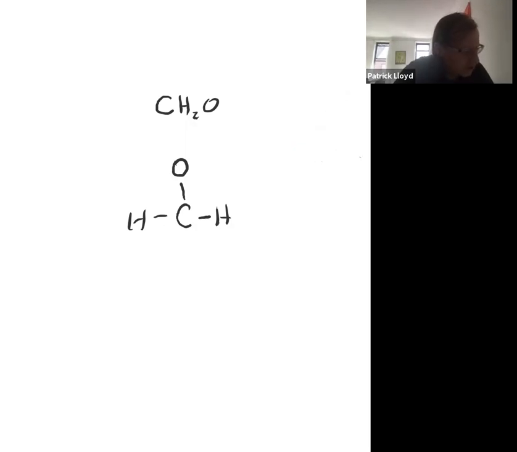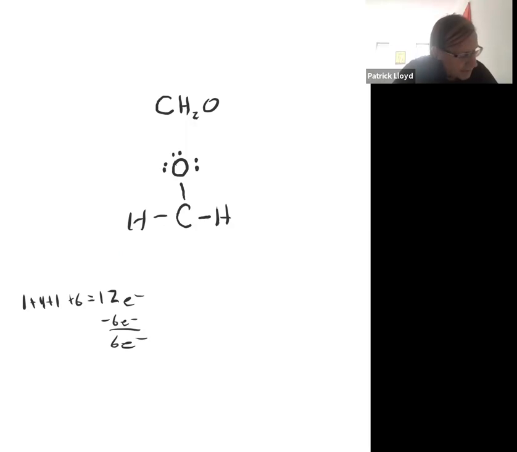Okay, let's do the Lewis structure. Carbon is in group 4A, hydrogen's in 1A, and oxygen's in 6A. So you got 1 plus 4 plus 1 plus 6, 12 electrons. Okay. We've already used 6. So we're down to 6. So let's put them on the surrounding atom first. And then carbon only has 6, so we're going to have a double bond. This is called formaldehyde, by the way.